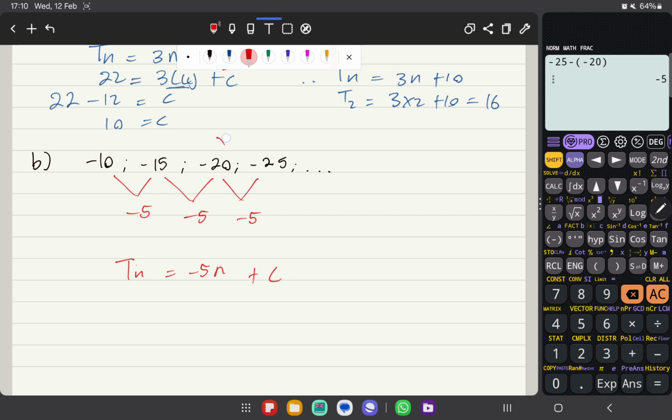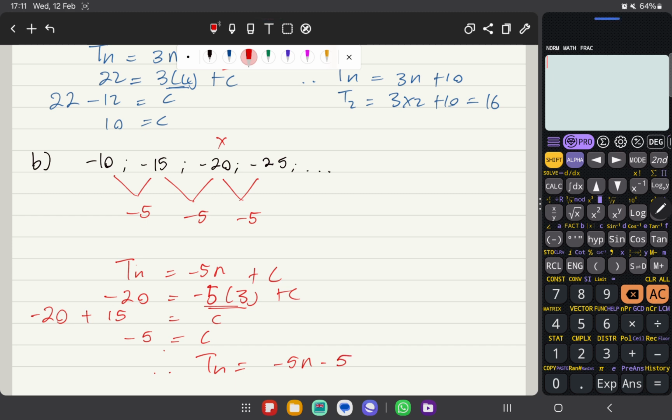Cool. So I'm going to take term number 3. That means I'll have minus 5 into 3 plus c, and this right here I'll have minus 20. I'm going to transpose the product here, which is minus 15, but when it comes to this side, it's going to be a positive 15, right? Then I have c. Then my c will be minus 5. What does that mean? It means, therefore, Tn equals minus 5n minus 5, right?